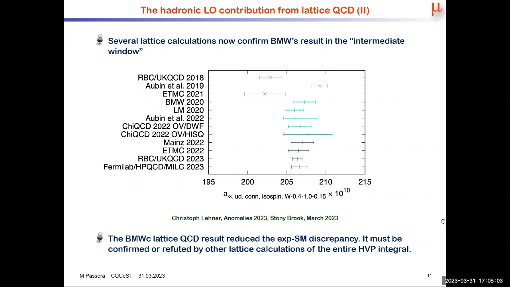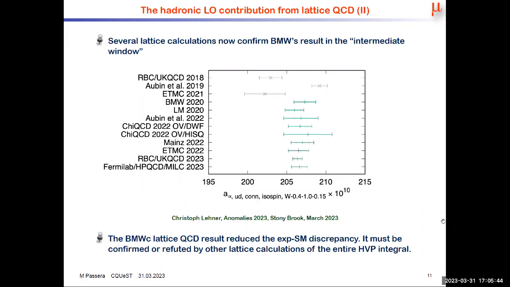So the situation here is evolving. We have one single result, the BMW result on the lattice, which definitely reduced the discrepancy. The 4.2 sigma discrepancy that I showed you in the very first slide is greatly decreased. It goes to 1.6, if I remember correctly, standard deviations. So it's greatly reduced if you use this lattice result. Of course, this full result from the BMW has to be confirmed by other lattice calculations of the entire integral. For the moment, what we have is a check and a confirmation of the result in a particular window.